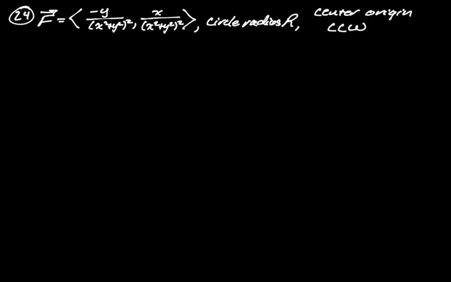All right, next up. F is the vector field negative y over (x squared plus y squared) squared, comma, x over (x squared plus y squared) squared. This feels very polar. I didn't do anything with polar, but it feels very polar. Over the circle of radius capital R, centered at the origin, counterclockwise. Notice it doesn't tell us where to start, so I'm just doing the normal unit circle because that's what happens, right?